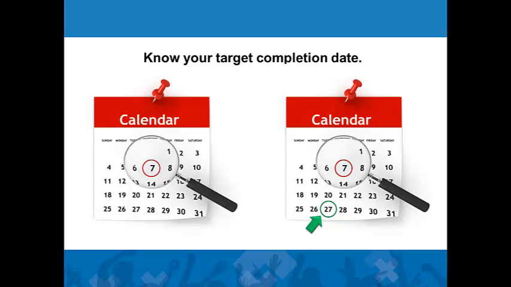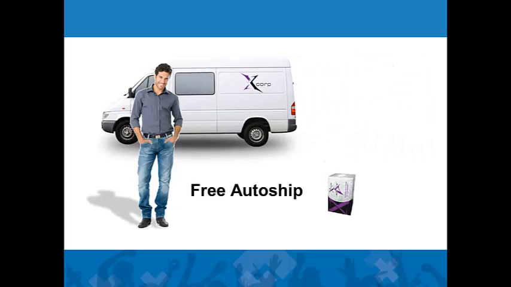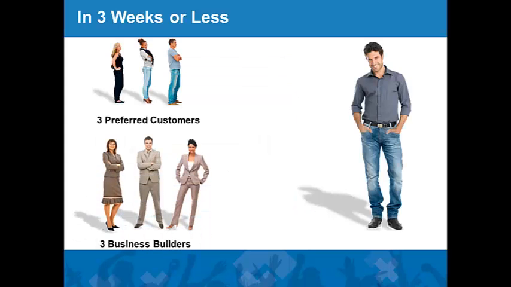All right, now you're going to find your 3 preferred customers in total and your 3 business builders. But the cool thing is that once you've got your 3 preferred customers, your next auto ship is absolutely free to you. You just pay the shipping. And as long as your preferred customers are on auto ship, your auto ship remains free. Now go get your 3 business builders.